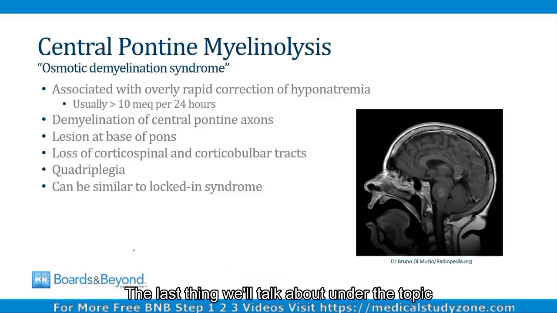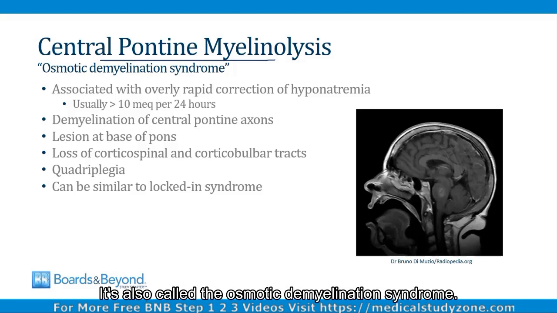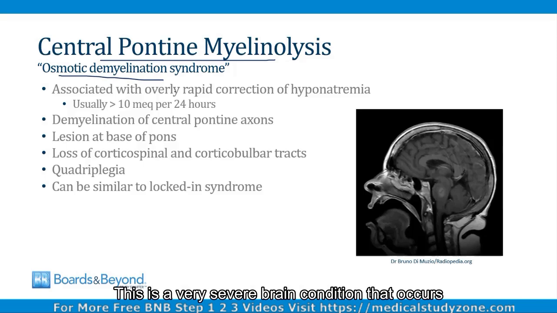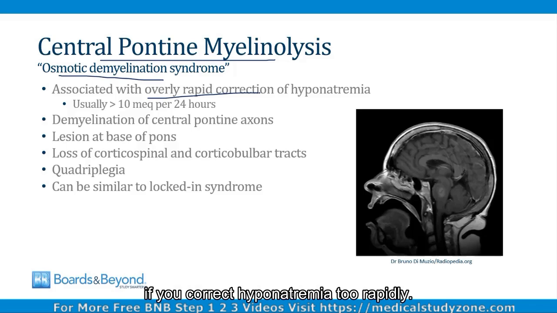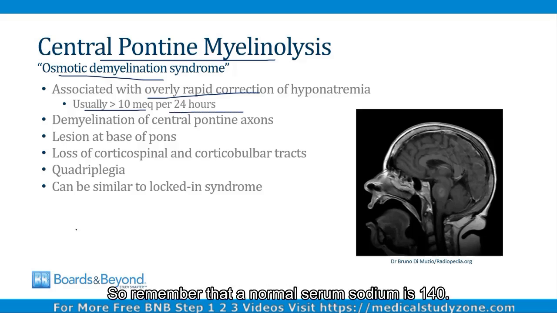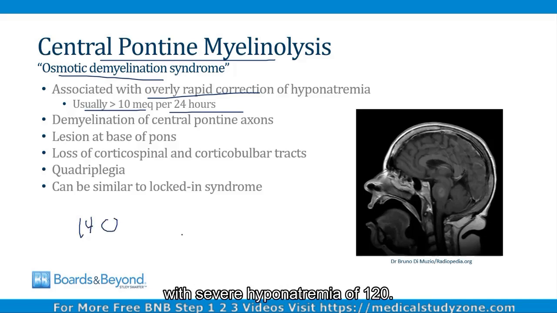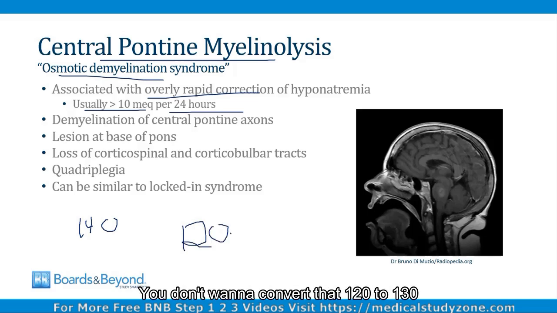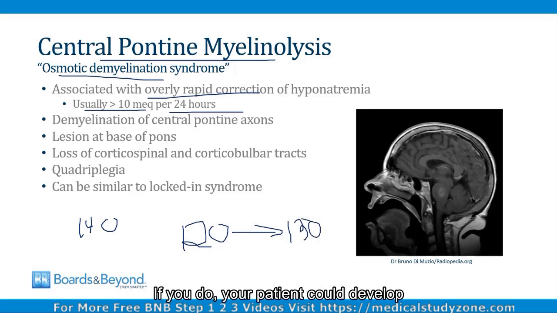The last thing we'll talk about under the topic of hyponatremia is central pontine myelinolysis. It's also called the osmotic demyelination syndrome. This is a very severe brain condition that occurs if you correct hyponatremia too rapidly. It usually happens if you raise the serum sodium concentration more than 10 milliequivalents per liter over 24 hours. So remember that a normal serum sodium is 140, so imagine that you are treating a patient with severe hyponatremia of 120. You don't want to convert that 120 to 130 in less than 24 hours. If you do, your patient could develop central pontine myelinolysis.